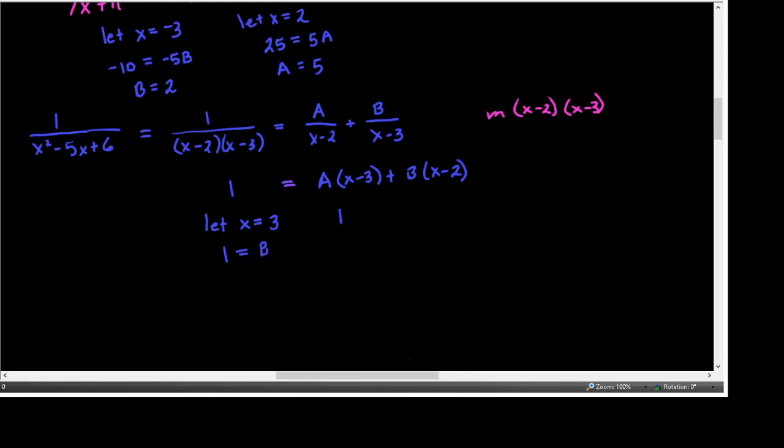Okay, then the other number I might let x take on is the value of x equals 2. The left side will be 1. 2 minus 3 is negative 1, times a is opposite of a, plus 0, so a is negative 1. So therefore, this becomes negative 1 over x minus 2 plus 1 over x minus 3.